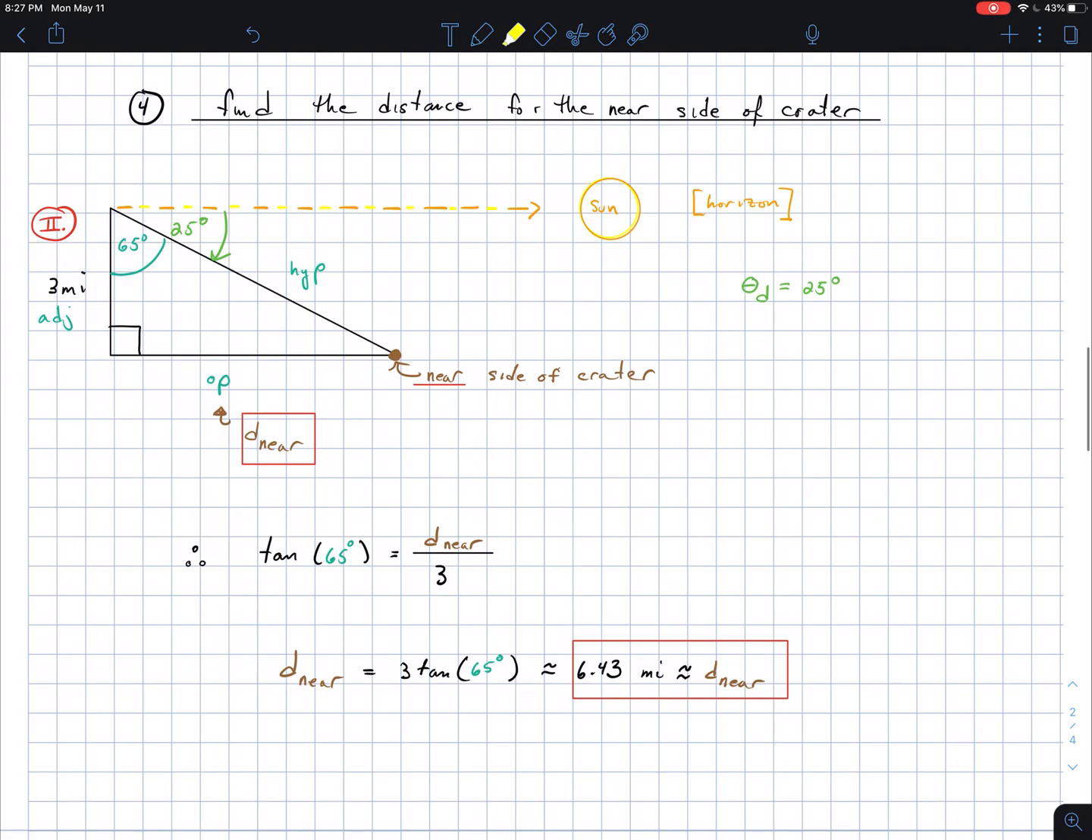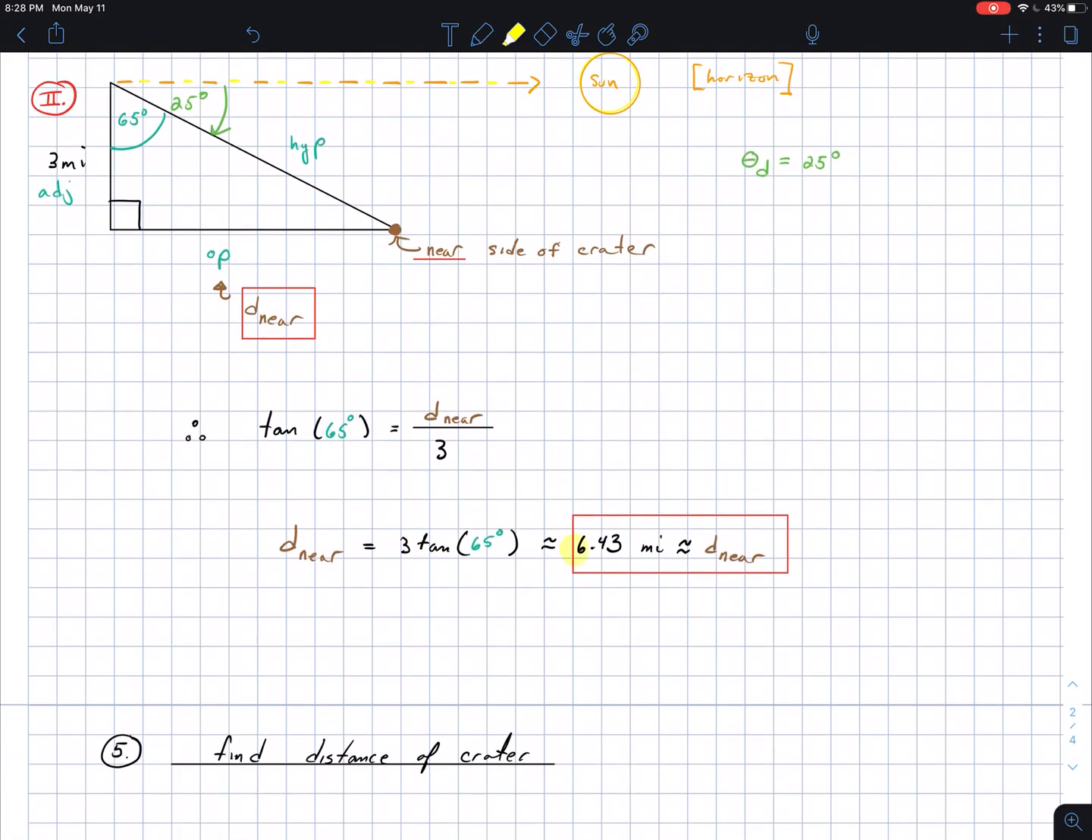Drew it out again, just basically recopied it from before, and notice that I'm also looking at the opposite and adjacent. We don't know anything about the hypotenuse, so again, we're going to use the tangent. So the tangent of 63 degrees, the angle in question, is its opposite, which is the distance for the near, over its adjacent. So we then solved and came up with an approximation of 6.43.